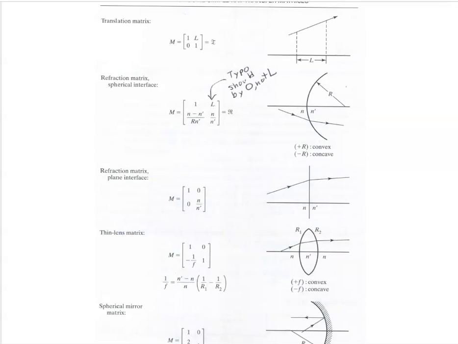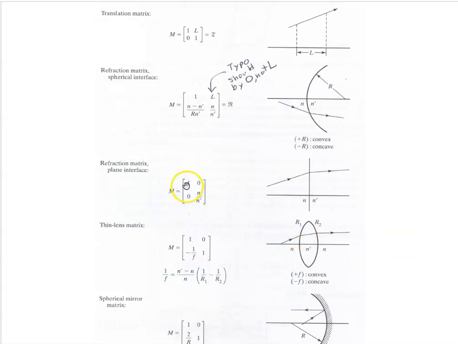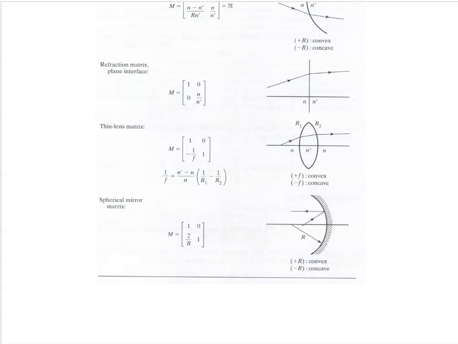One other thing that I should point out: if you look at the determinant of each one of these matrices, it's easy to calculate. The determinant of this one is just 1. The determinant of this one is the ratio n to n prime, the initial on top and the final on the bottom. Remember, this should be 0 here, so you only get the diagonal, so the determinant of that is n over n prime. And this one, determinant again, n over n prime, the initial index of refraction that you're going into over the final. For the thin lens, it's 1. And this one, it's also 1.